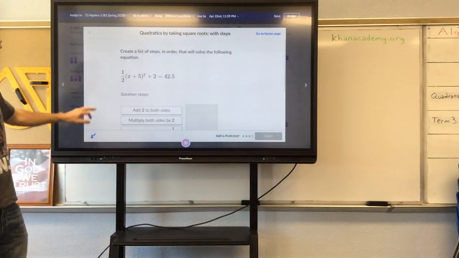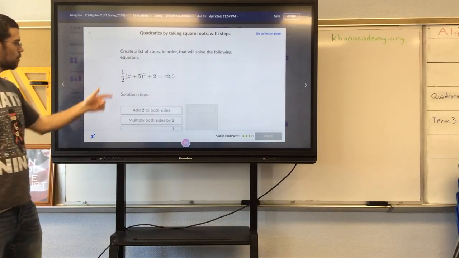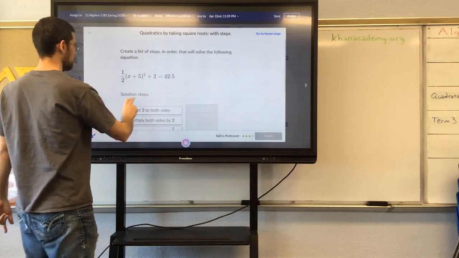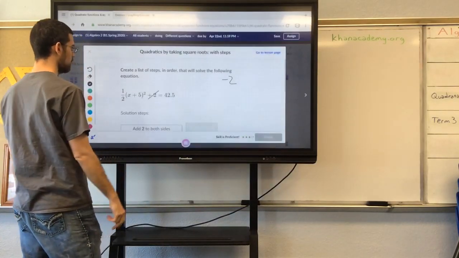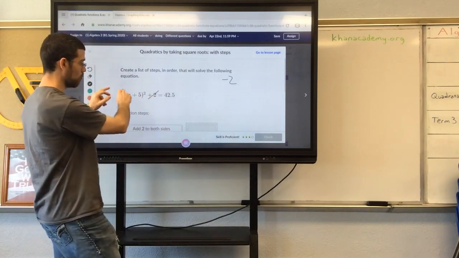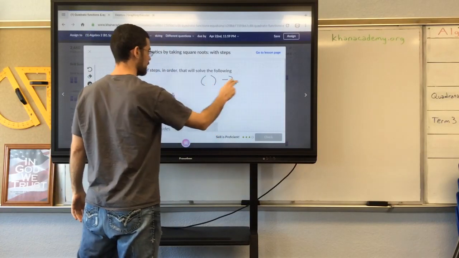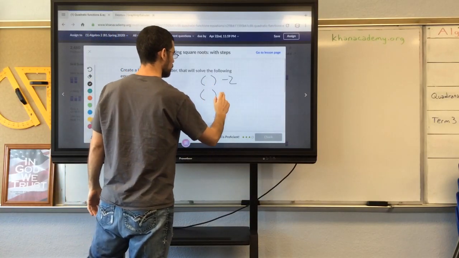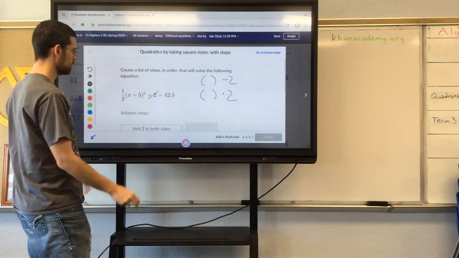All right? Create a list of steps in order that will solve this equation. We're going to subtract 2, that takes care of that. We're going to multiply by 2 to make 1/2 become a whole. So we subtracted 2 from both sides. We multiply by 2 on both sides.